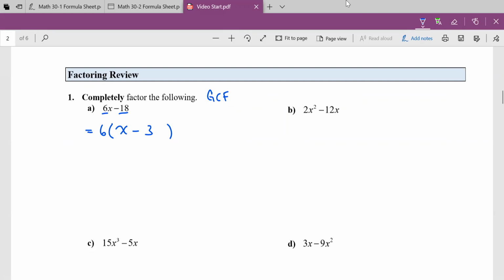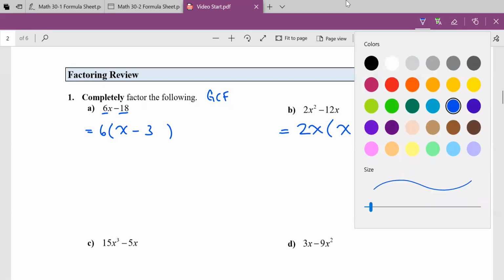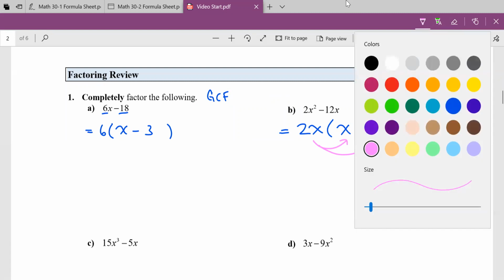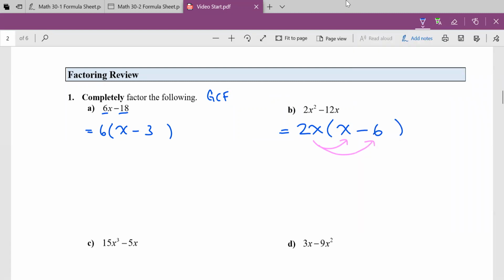Next one, greatest common factor of 2x squared minus 12x. Well, the largest number that divides into 2 and 12 is 2, and from x squared and x is x. So what do we have left in our binomial? x minus 6. I can also check my work by simply multiplying, distributing what I factored. I have to end up with what I began with. So you've always got a way to check your factoring. It's a good thing to try.